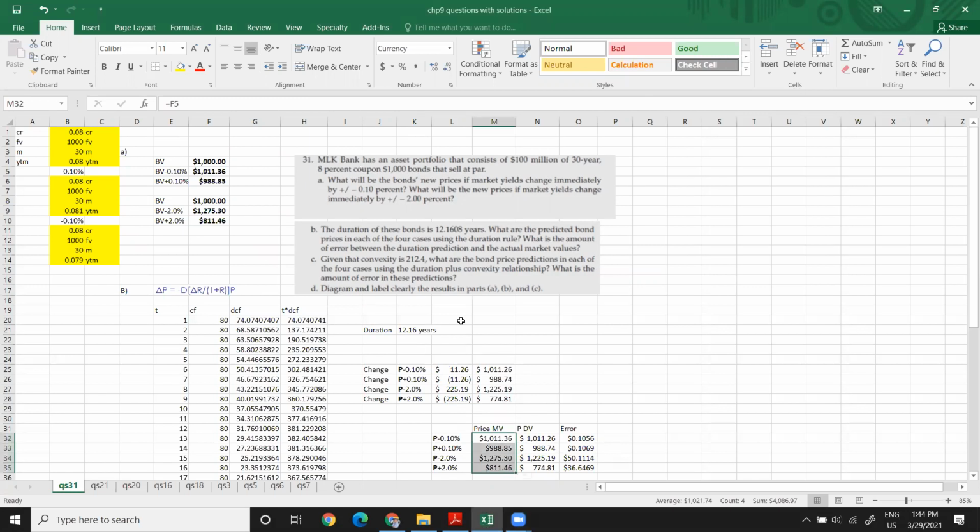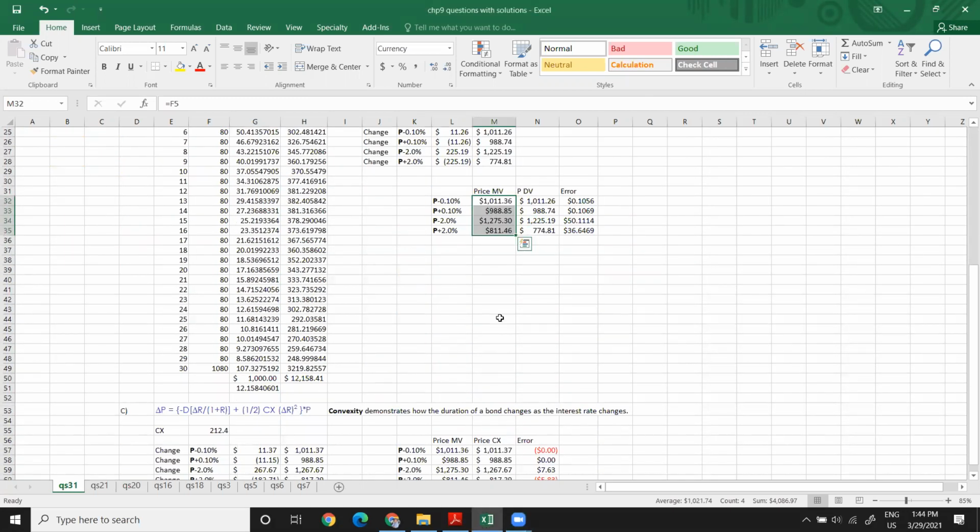The convexity is actually showing you the relationship between the duration of the bond changes and the interest rate changes. So basically it demonstrates how the duration of the bond changes as interest rate changes. It's abbreviated as CX, and it is always given, okay? There is a way to estimate it, but in the exam, if you are asked this question, it will be given to you.